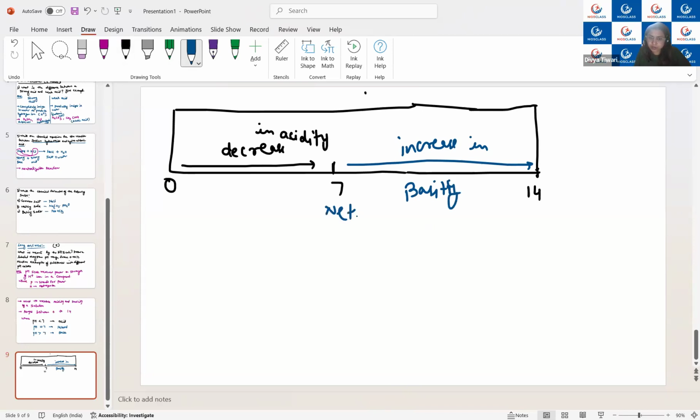This is neutral. Or if you want to draw this arrow on this side, then you will say, just let me do that. If it is like this, then increase. Okay, this is how you can draw the diagram in the exam paper.